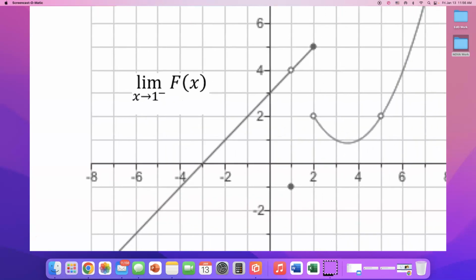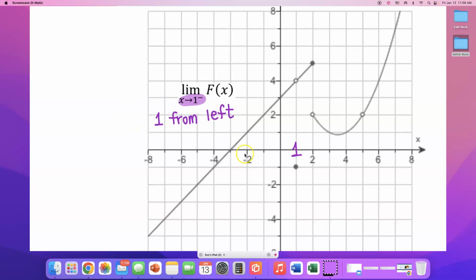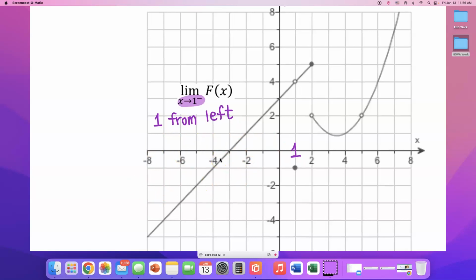We want to find the limit as x approaches 1 from the left. So we need to know how to read that purple part. Approach 1 from the left. So where is 1? Well, 1 is right here, right? So if you are trying to approach 1 from the left side of the graph, somewhere over here, I'll follow this line. I will try to get to 1 from the left side of the graph.